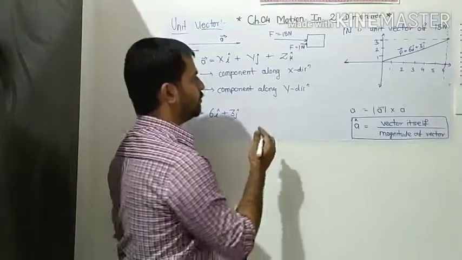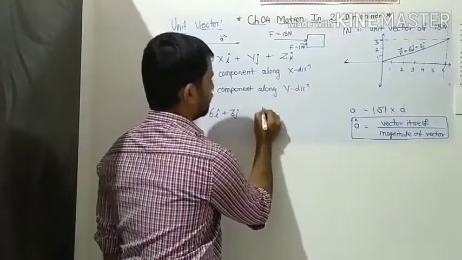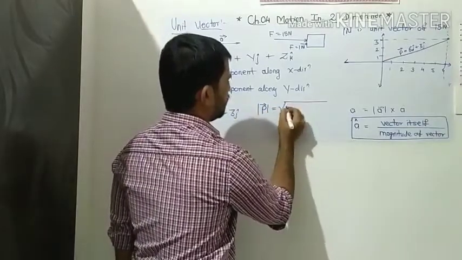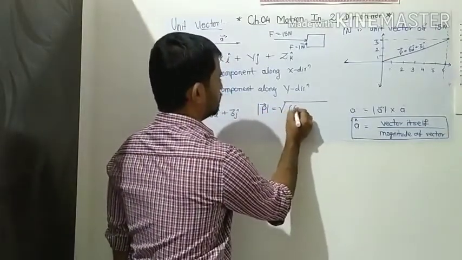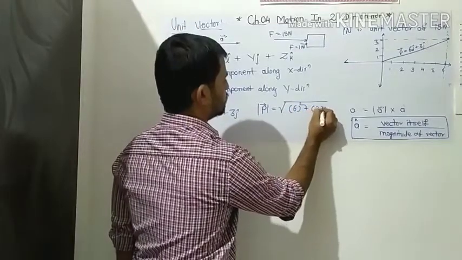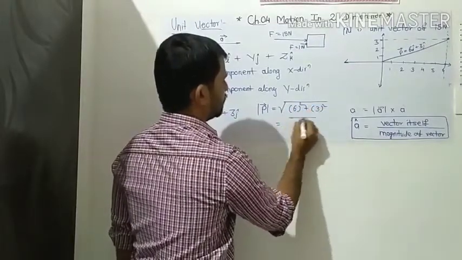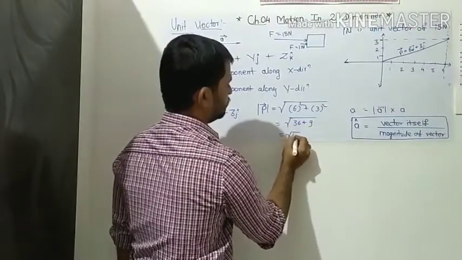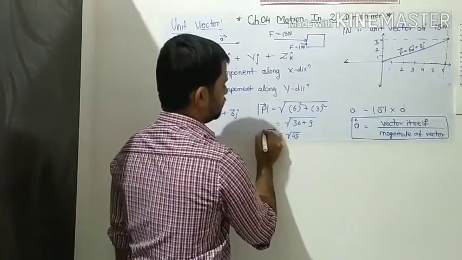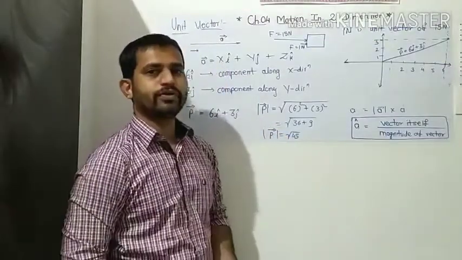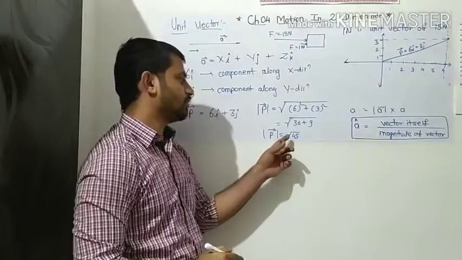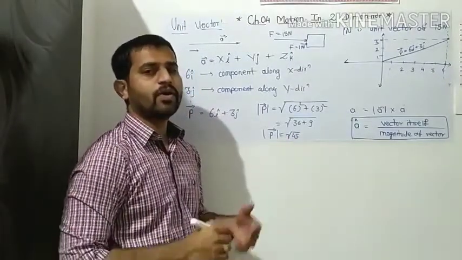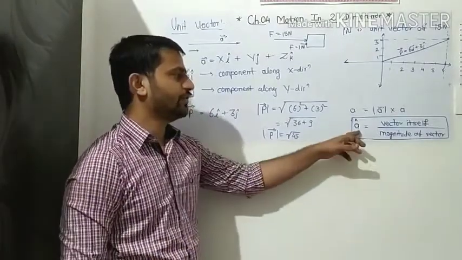Okay, so if we have to find out the magnitude of the vector p, we just have to take the square root of 6 square plus 3 square. So it will give us 36 plus 9, that is the square root of 45. So the magnitude of the vector p is the square root of 45. Now if we think about the unit vector, what is the unit vector?